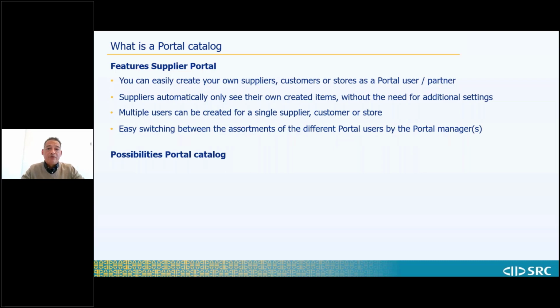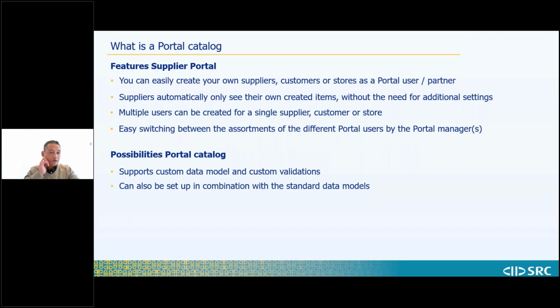Next, the possibilities of a portal catalog. It supports custom data model and custom validation. So with the support of a custom data model, you can introduce your own fields, your own validations to make sure that all information that you need is being filled in by your suppliers. It's also possible to set them up in combination with our standard data models. So you can create a combination of a custom data model with a standard data model like GS1, GDSN, 2BA, or every data model that we offer.